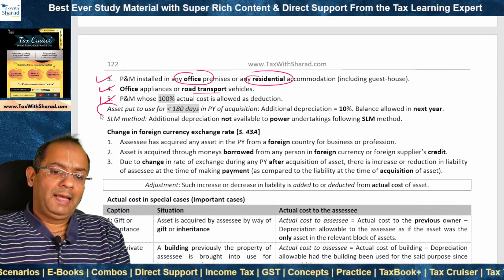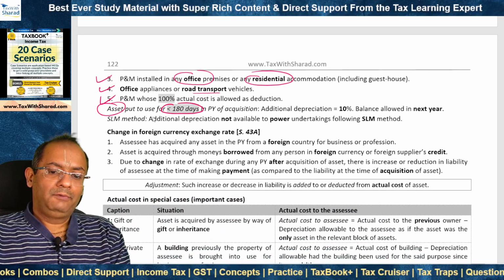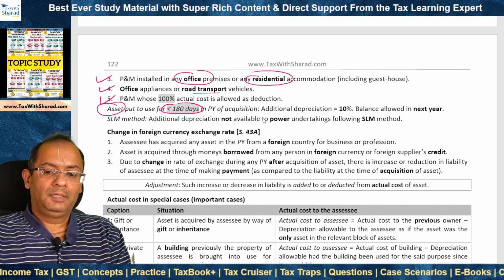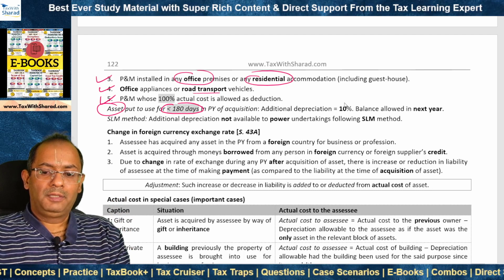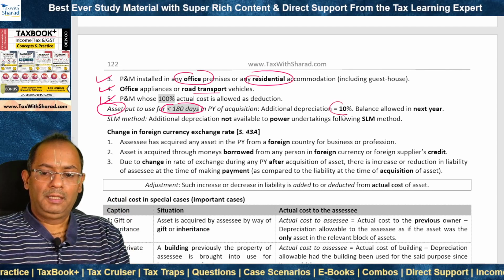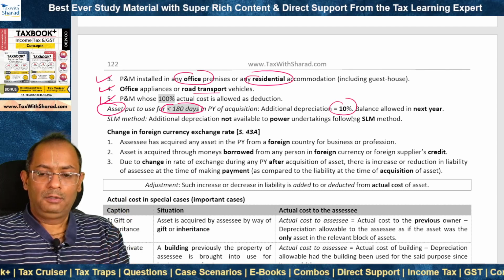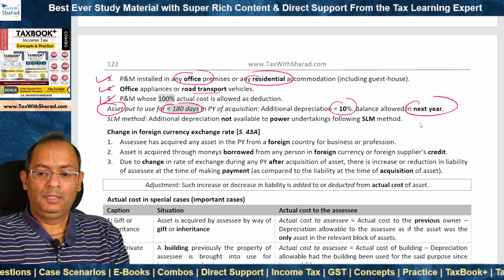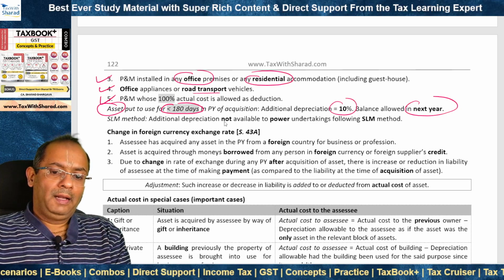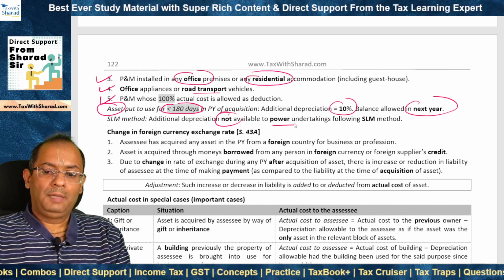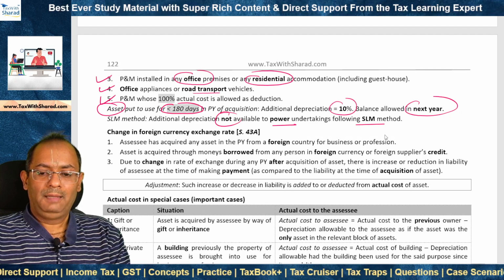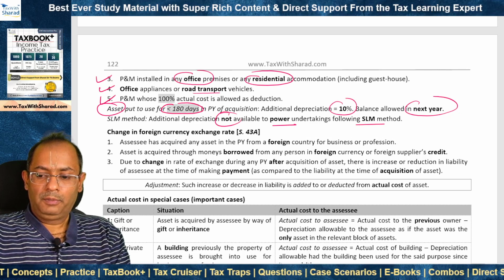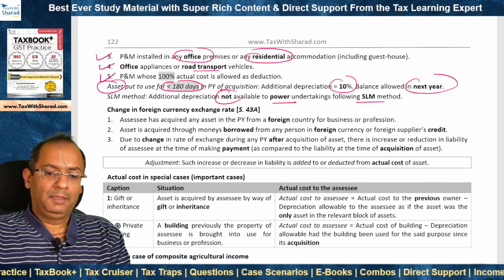What about the case where an asset which is acquired is put to use for less than 180 days in the previous year of acquisition? Similar to normal depreciation, the 50% restriction applies. So additional depreciation in the year of acquisition is 50%, that means to the extent of 10%. What about the balance? The balance 10% additional depreciation is allowed in the next year. Additional depreciation is not available to a power undertaking which follows the SLM method. It is available though to a power undertaking which has opted for the WDV method.